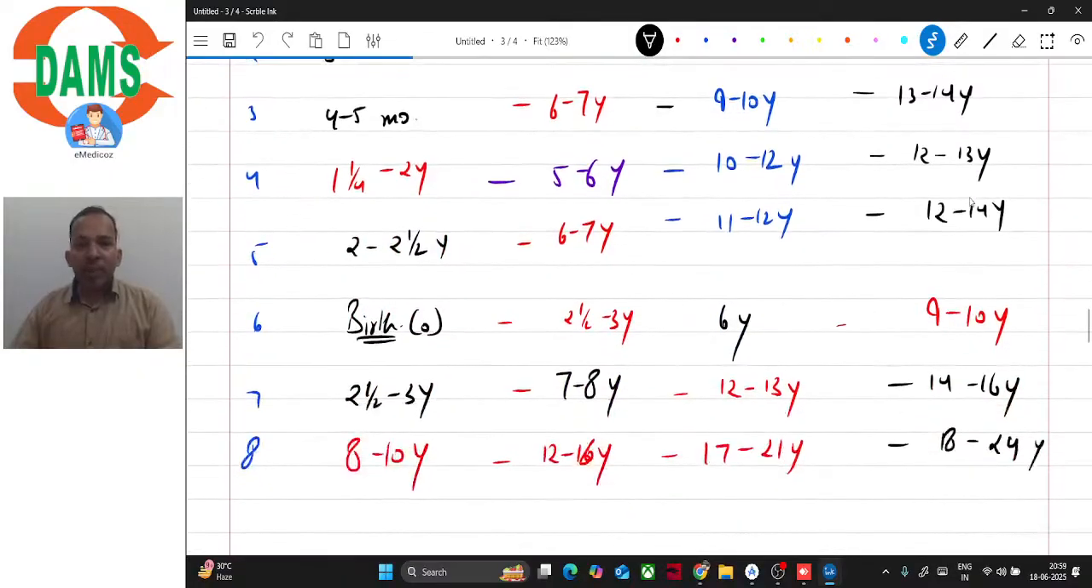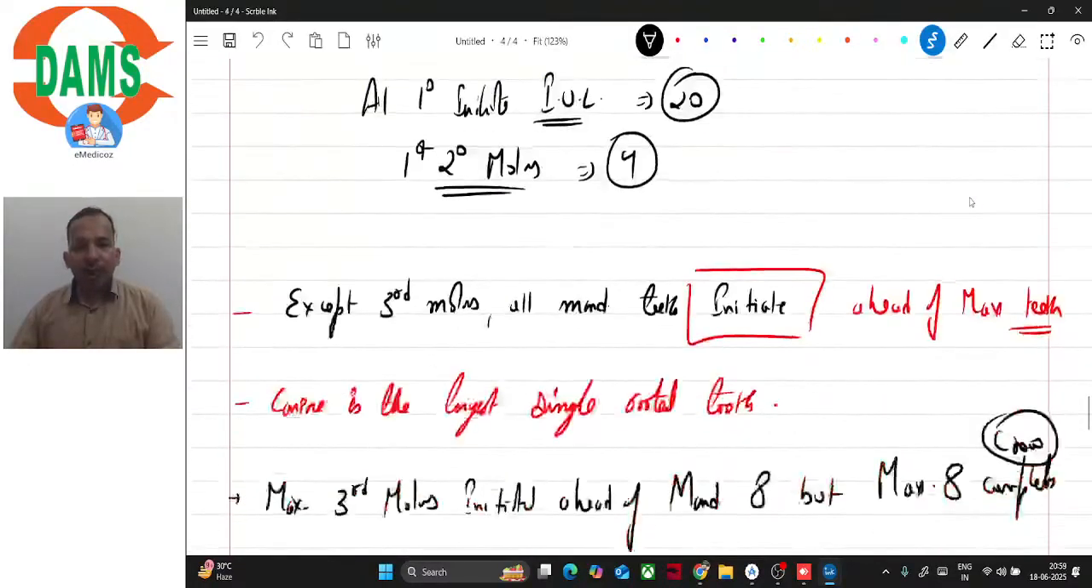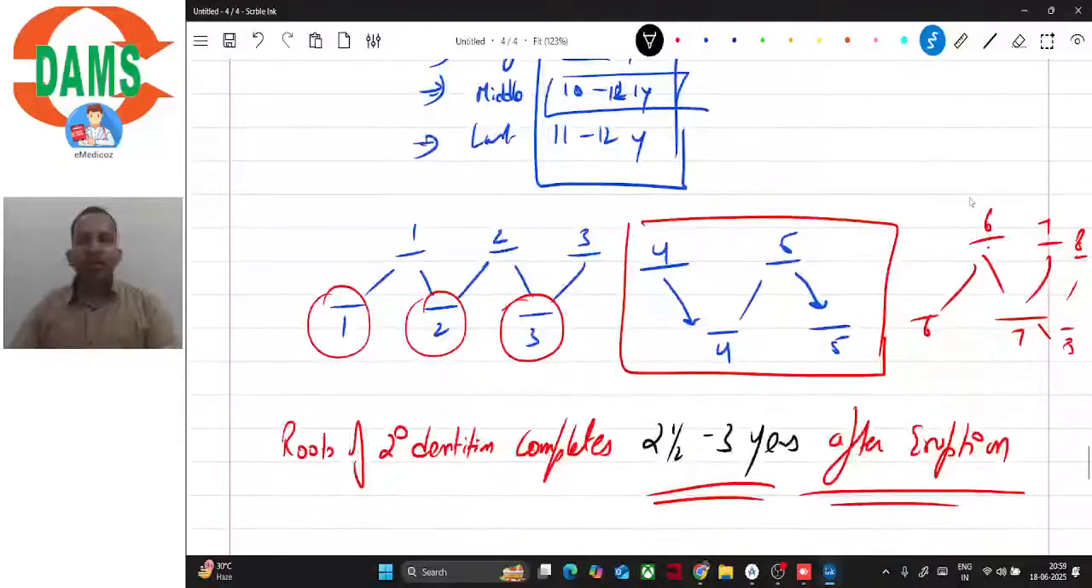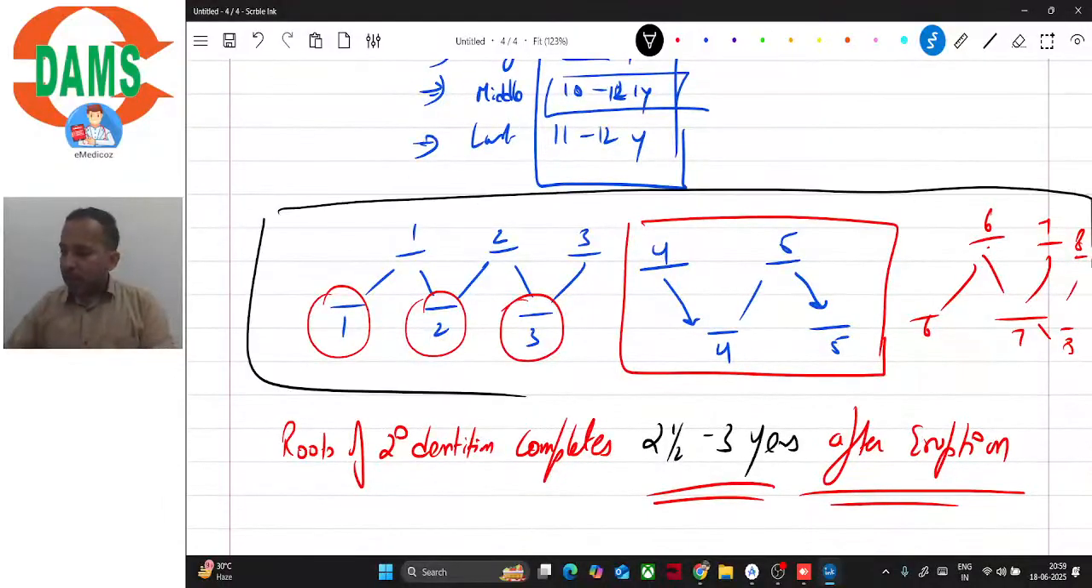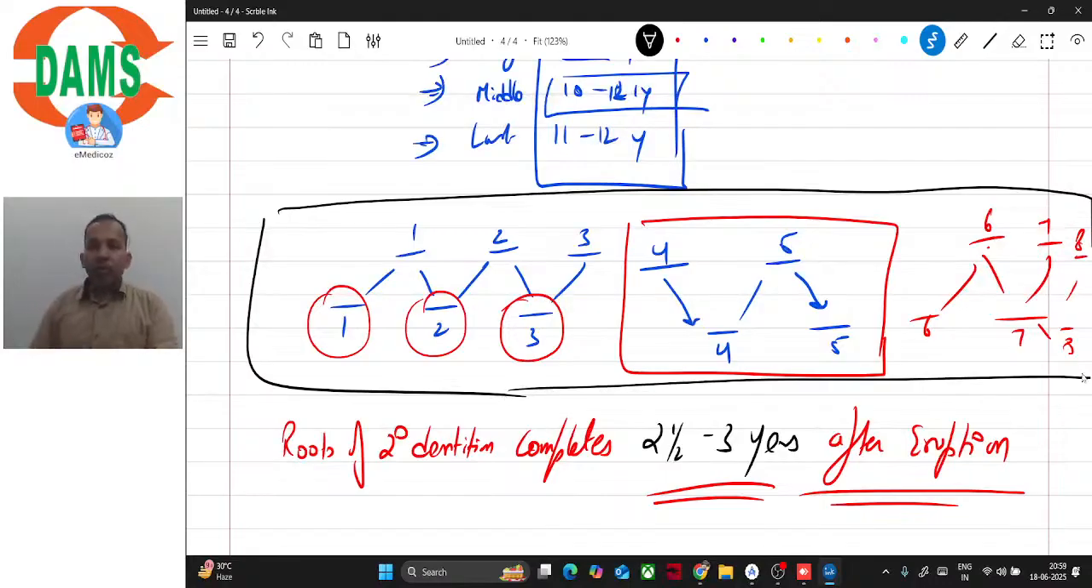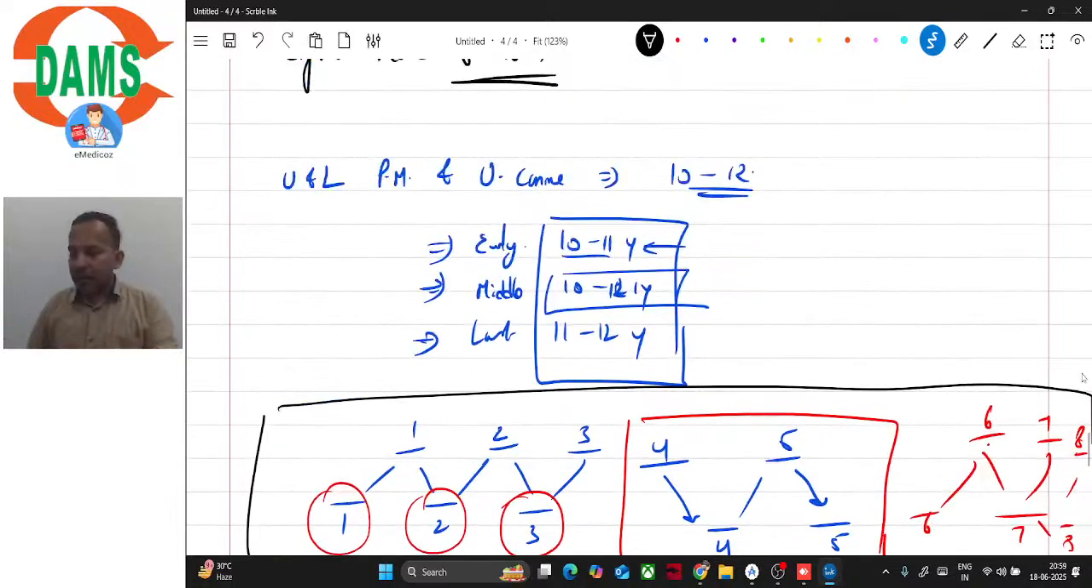So what have we noticed here? The main change in the sequence is in the eruption of premolars, right? Except for premolars, all other mandibular teeth will erupt ahead of maxillary teeth. So this is the change in the sequence that we need to remember, isn't it?